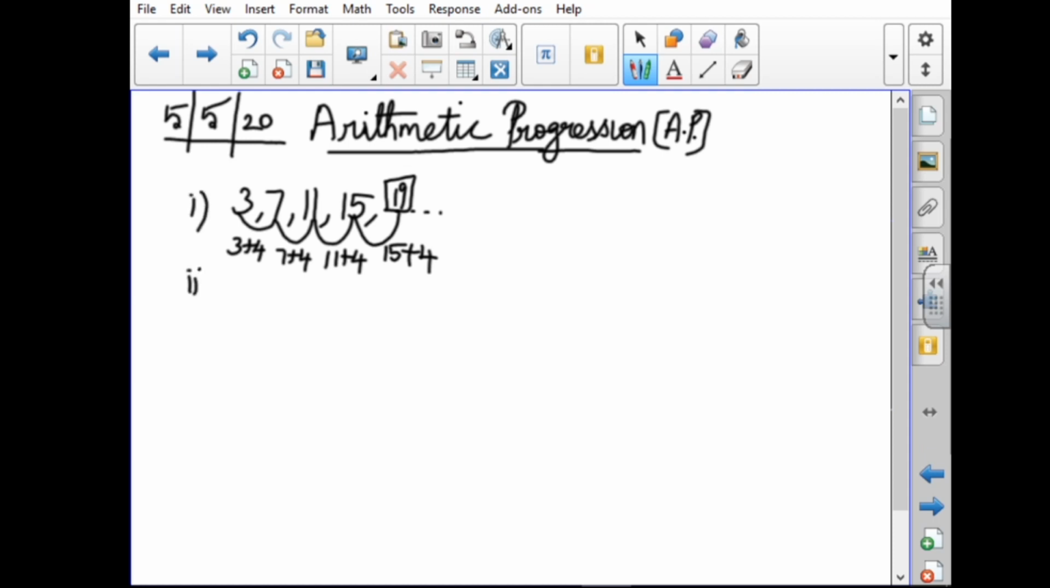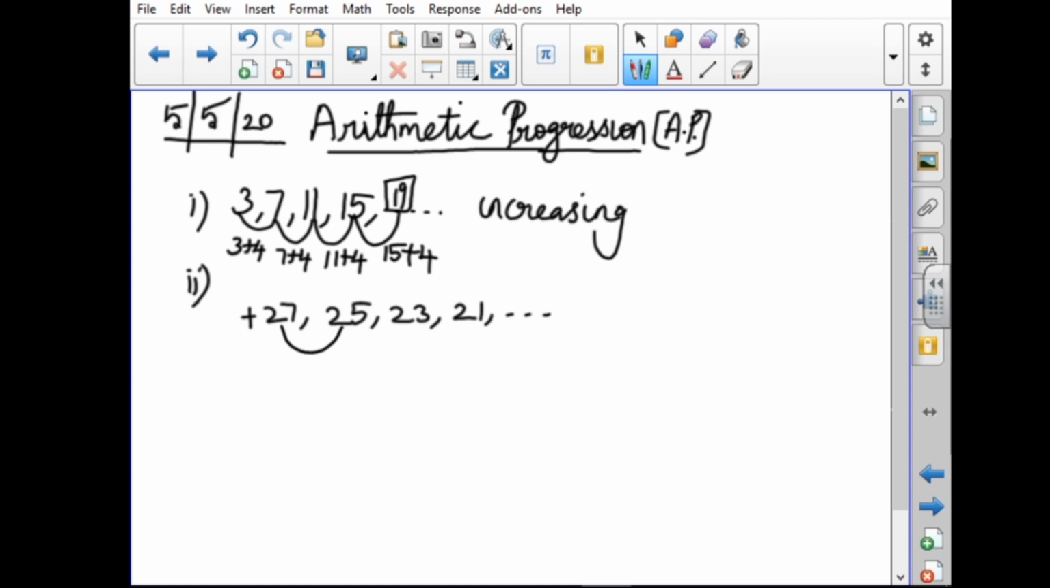Second one, consider the numbers 27, 25, 23, 21, etc. We take the first number as 27, and we want to find the next one. In the first example the sequence is increasing, so the difference is positive, whereas here the sequence is decreasing.